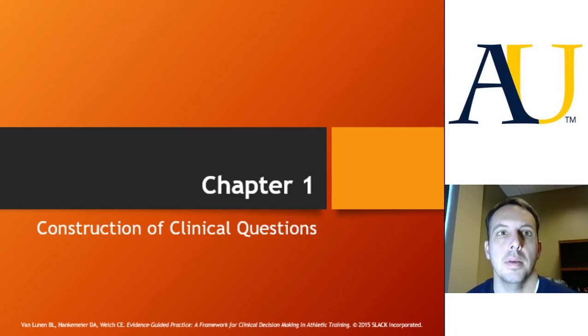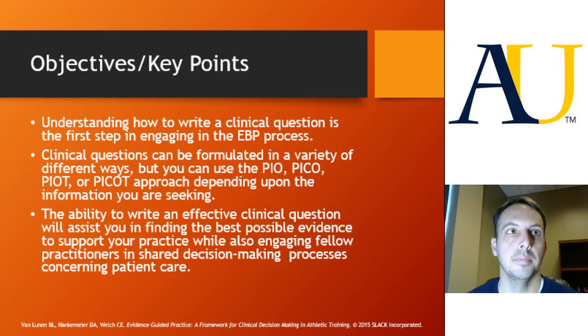So welcome to this second of our lectures in our evidence-based practice series. This will be the first one using the von Lunen book, as you can see there. So the PowerPoints will be basically the same, with these orange ones being the von Lunen book and the other ones being the Rob book. So we'll start with chapter 1 and go from there.